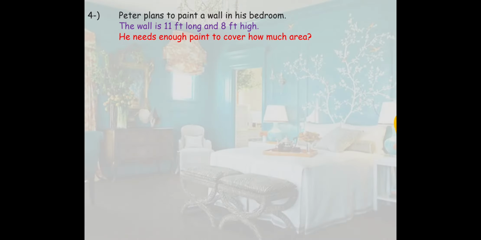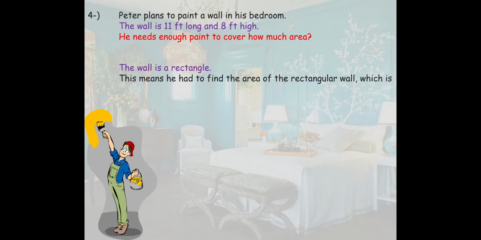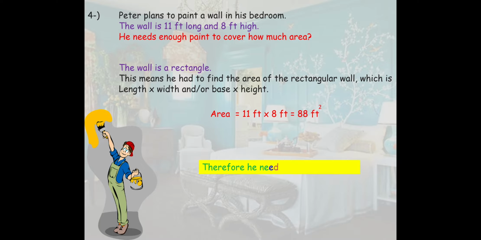Number 4, Peter plans to paint a wall in his bedroom. The wall is 11 feet long and 8 feet high. So he needs enough paint to cover how much area? So we have to check the area of the wall. Usually the wall is a rectangle, and this means we have to find the area of the rectangular wall, which is length times width or base times height. So area is 11 feet times 8 feet, which is 88 feet squared. Don't forget the squared. Therefore, he needs to cover 88 feet squared.